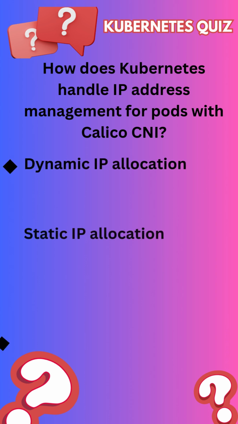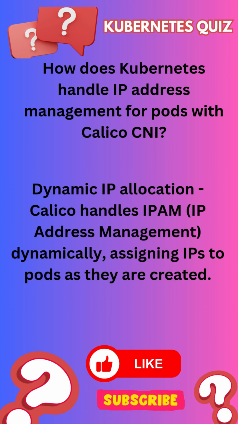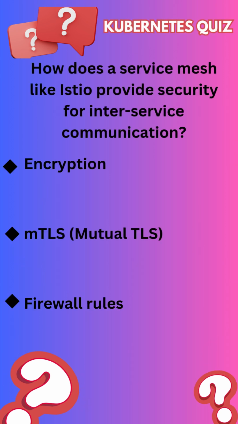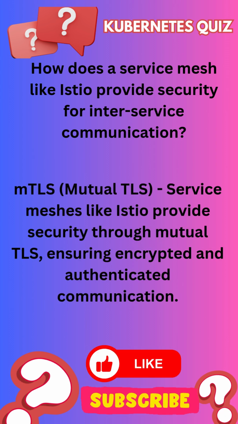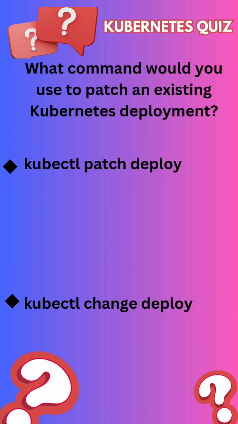How does Kubernetes handle IP address management for pods with Calico CNI? How does a service mesh like Istio provide security for inter-service communication? What command would you use to patch an existing Kubernetes deployment?